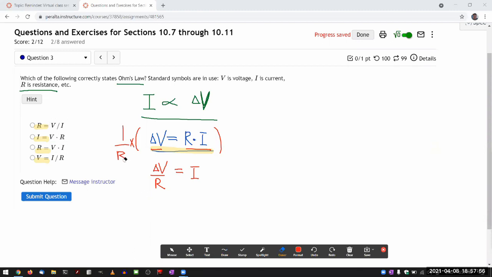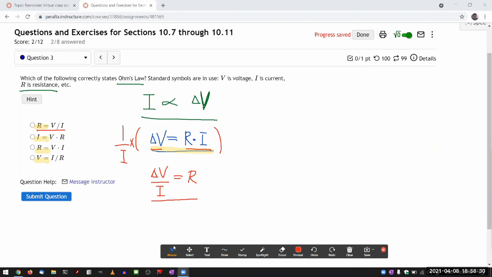So I need to solve for R. Looking back up here, I want to be left alone with R, which means I want to get rid of I. This time I'm going to multiply through by 1/I. On the right-hand side, I'm just left with R, because the I's cancel each other out. On the left-hand side, I get the change of voltage divided by current. So R is equal to V over I. Yeah, I guess that's this one.